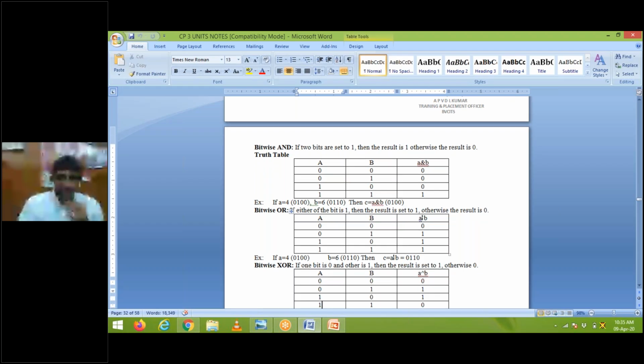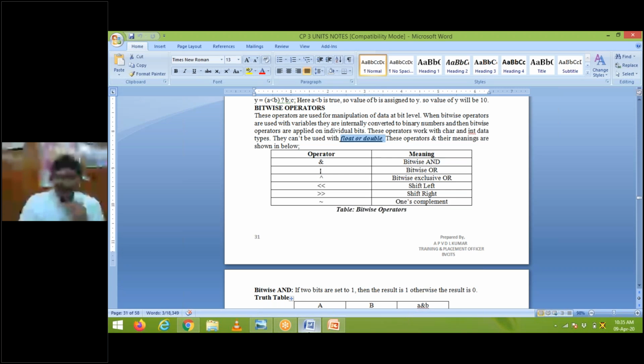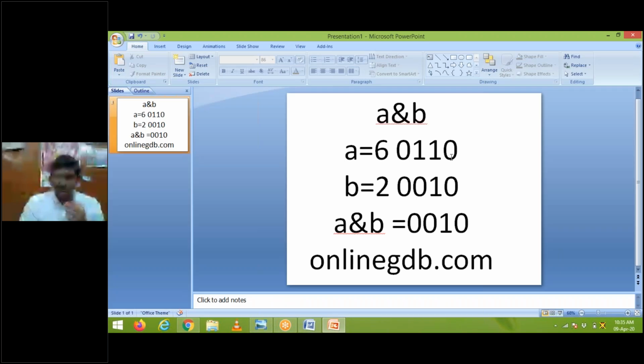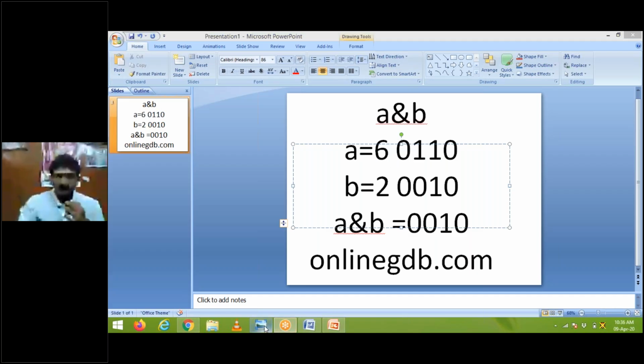Next, what is the purpose of bitwise OR? As you said earlier, bitwise operators cannot work upon float or double data types. If you write a program like A value 6, B value 2, that means 0 1 1 0 and 0 0 1 0. If you declare 6.3, it is invalid, because bitwise operations cannot work upon floating point or double data types. You should understand that.